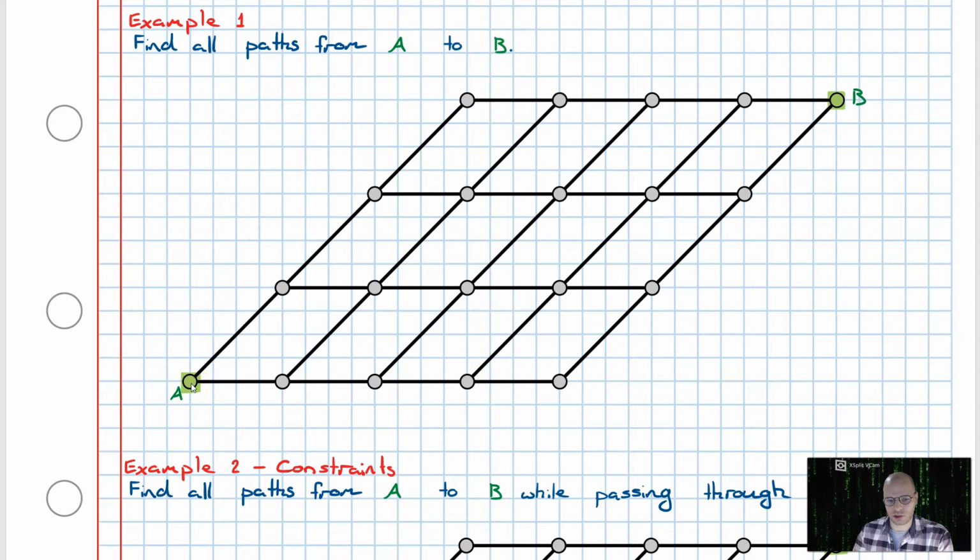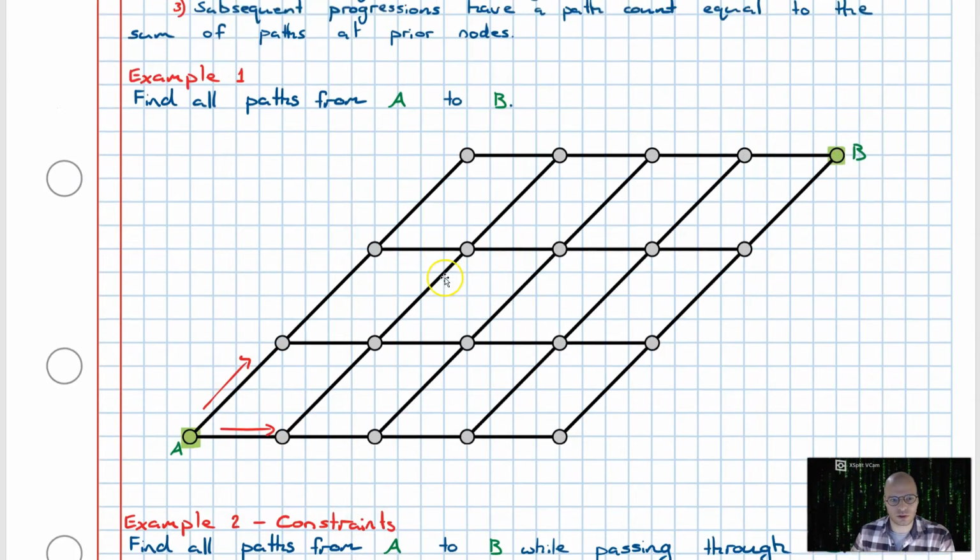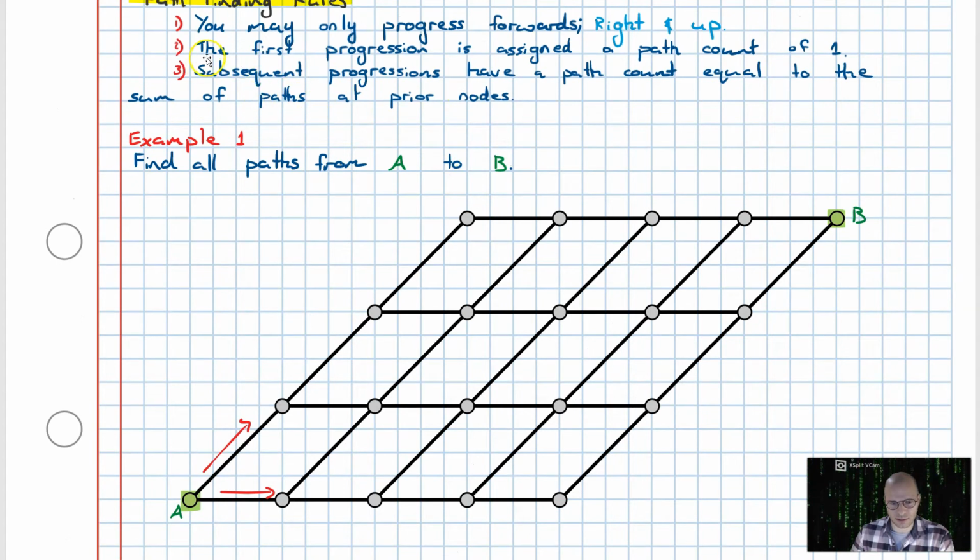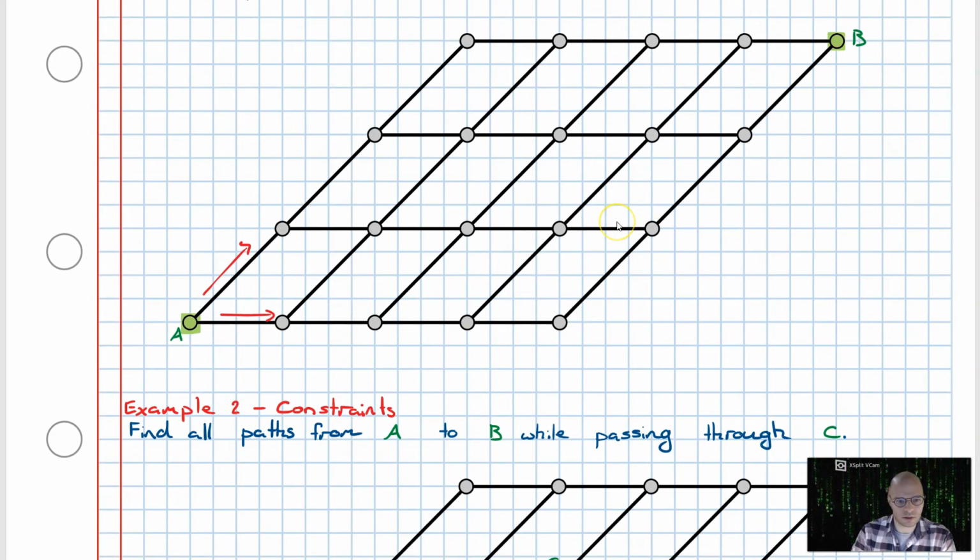From there, I'm going to deduce all the paths that I could potentially travel across in a forward direction, or a direction that's indicative of progress. For that, I can either move upward in the direction of this arrow here, or I can move to the right in this direction here. Now, in accordance with the second rule, the first progression is assigned a path count of 1. So what I'm going to write is at this node here and this node here, there is one path leading to this node. It's coming from A, and there's one path leading to this other node, so also from A.